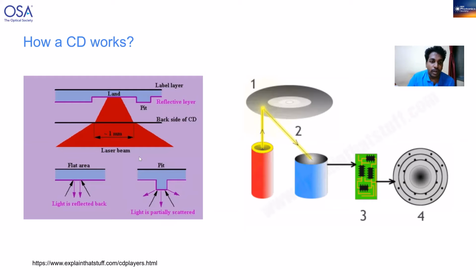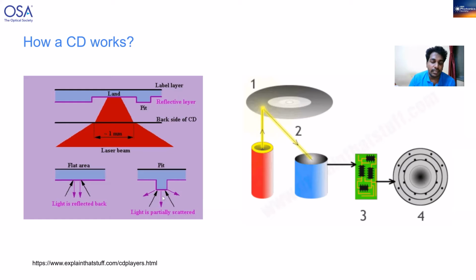Earlier I told you that there are flat areas and pit areas. Inside the CD drive, there are basically two important components: a laser and a photodiode. When the laser hits the flat area, which is a reflective aluminium mirror, it gets reflected back, and the photodiode can detect the current. So it will read it as a 1.